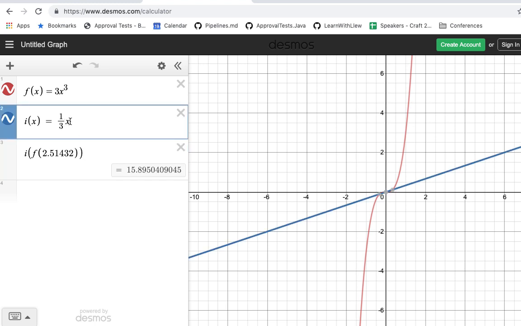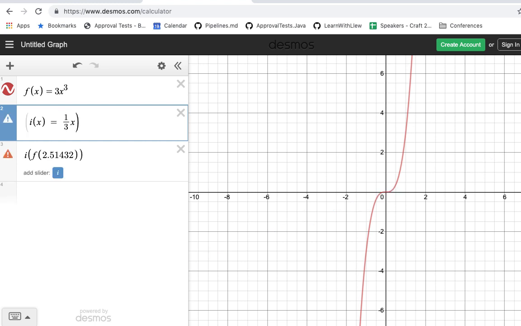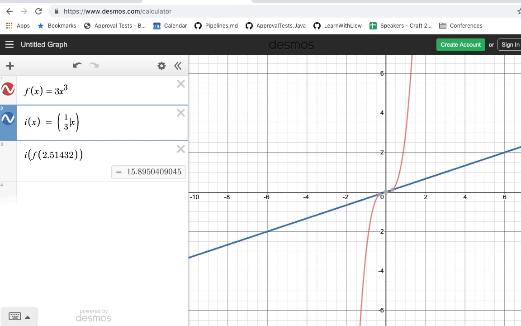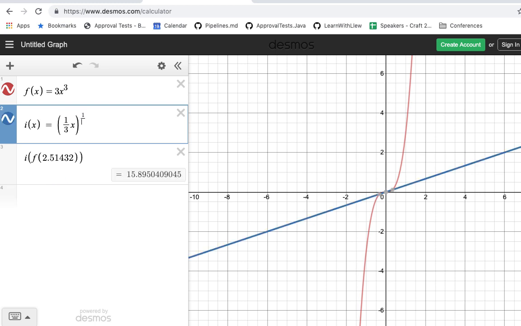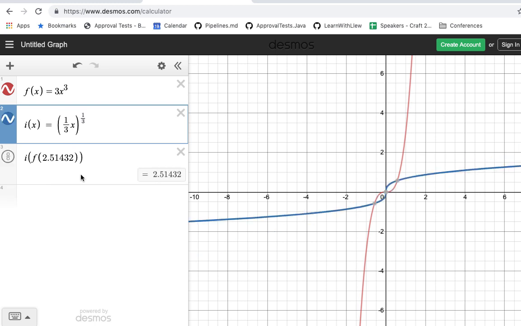So let's do this again, and let's take 1/3 of x and take that entire thing to the cube root. And now you can see I put 2.154. This is a little bit hard to check, so let's do 2.12345, and 2.12345 comes right back. So an easy way to spot check that I got everything correct.